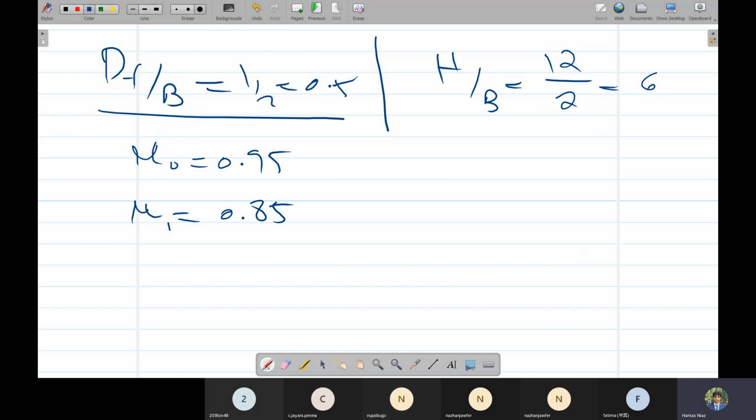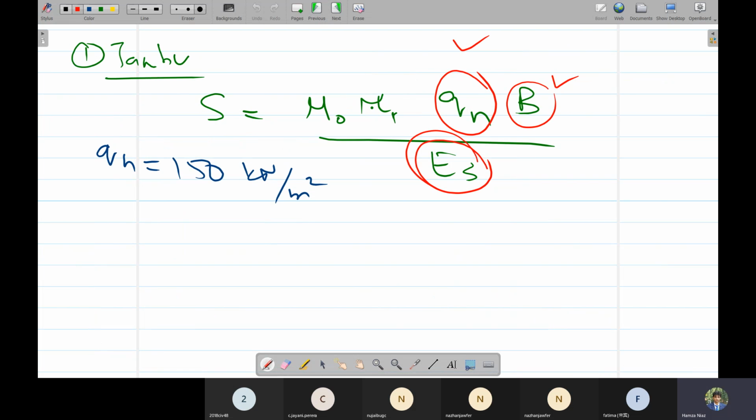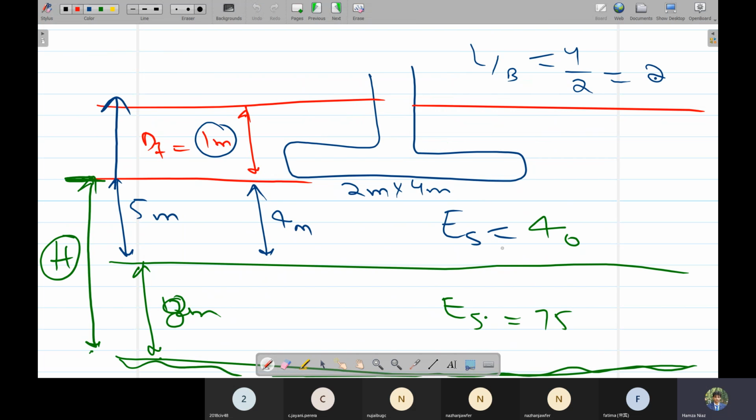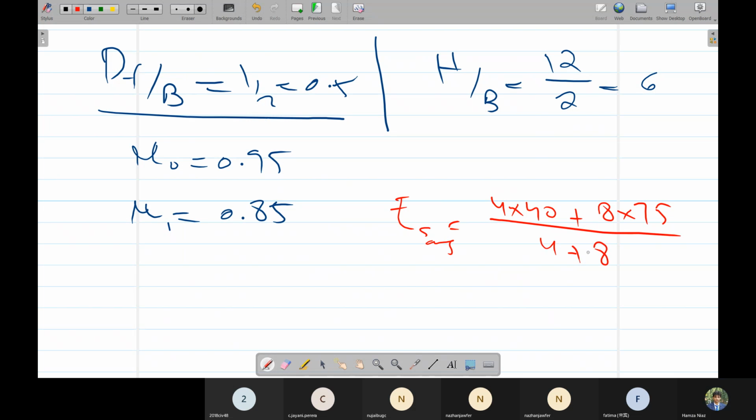So now we have all the values. Now we have two procedures. The first one is to take the average of both layers. We know that ES for 4 meters is 40, but for 8 meters is 75. So ES average is equal to 4 into 40 plus 8 into 75, divided by the total thickness 4 plus 8. So we can take ES average by this.